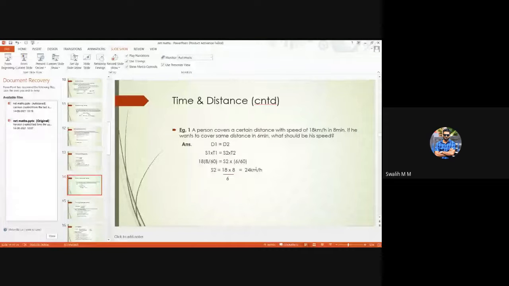Remember, this is important. Here it is given in minutes, but you cannot write minutes in terms of speed because the unit of speed is kilometer per hour or meter per second. Here kilometer is used, so you have to convert this into hours as well. The conversion would be 8 minutes would be 8 by 60 hours, and 6 minutes would be 6 by 60 hours. Clear?